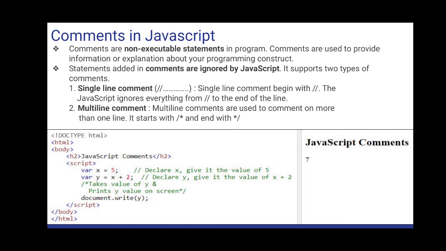So how do I do single line commenting? Simply put two forward slashes before the sentence, and it will be treated as a comment. Whatever text is written on that particular line after those two slashes, till the end of that line, is treated as a comment.